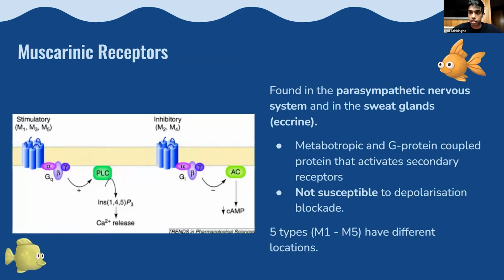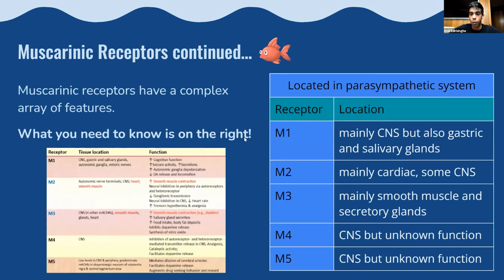Now moving on to muscarinic receptors, we'll find that muscarinic receptors are mainly found in the parasympathetic nervous system, and these are not susceptible to depolarization blockade, which means that an antagonist and an agonist will have different effects. And there are 5 different types of muscarinic receptors. So now to continue by talking about where these receptors are actually found, they have a very complex array of features, and you can see on the left a diagram that shows a more detailed description of what these features are.